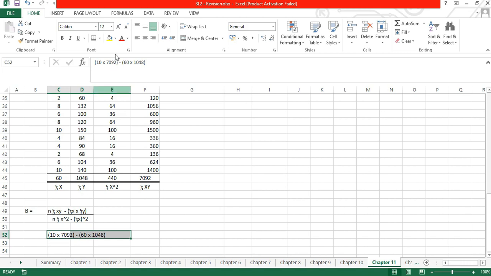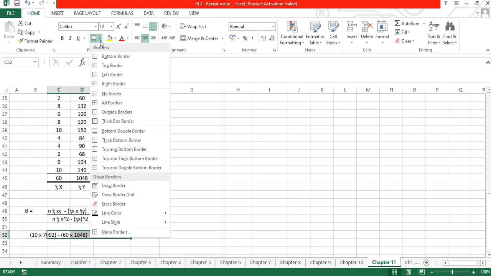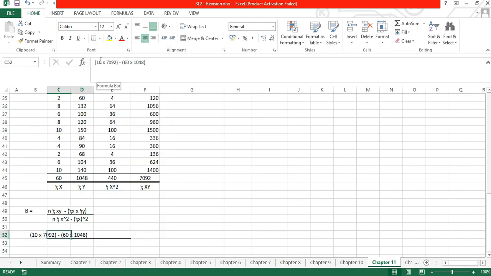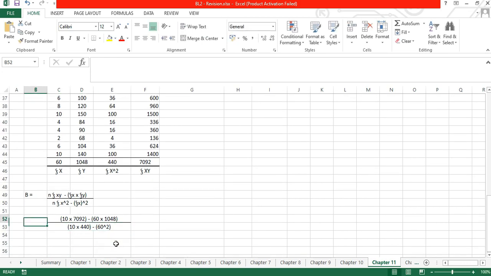The entire thing we divide by n, 10, multiplied by sigma x squared, which is 440, minus sigma x, which is 60, that to the power 2. Okay, so now solve for b.